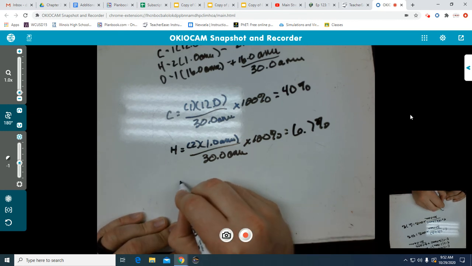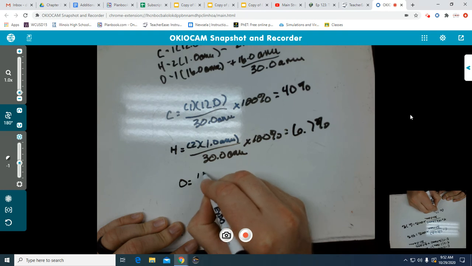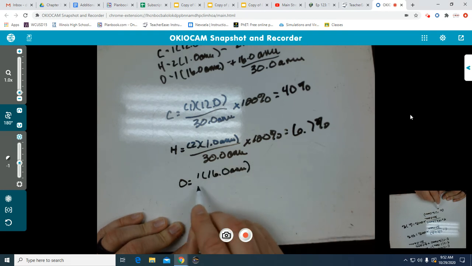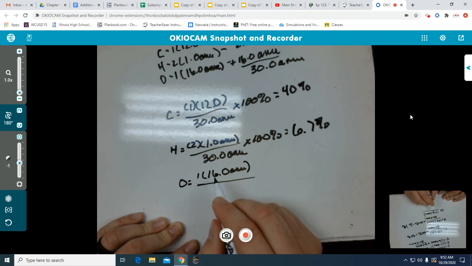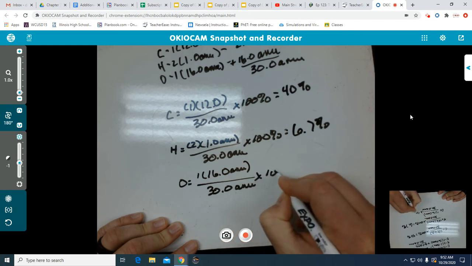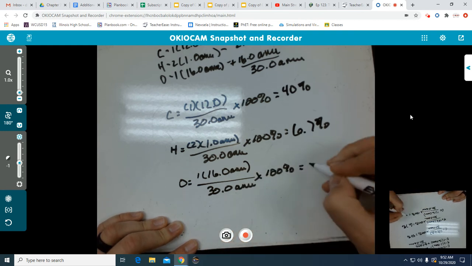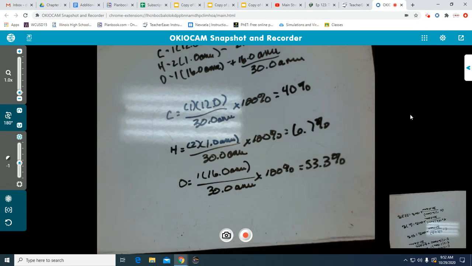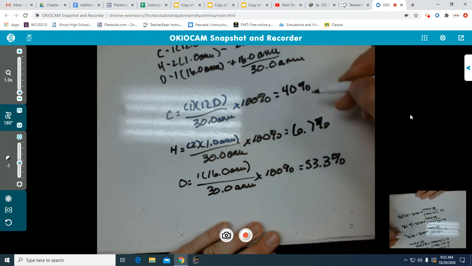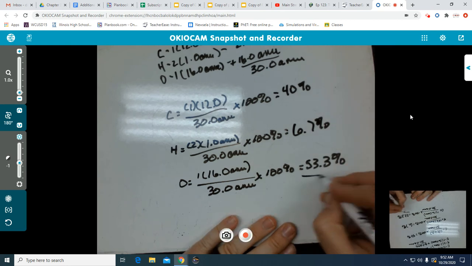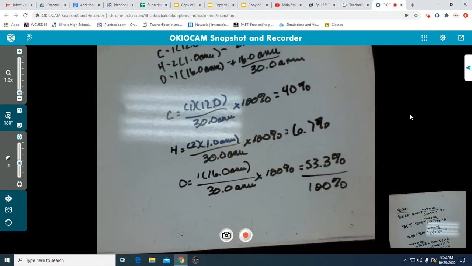And then lastly, we've got oxygen. Again, there's 1 present. 16 AMU is the mass of a single oxygen atom, divided by the formula weight of 30 and multiplied by 100. We should get 53.3%. And so, if you were to add all of these up, okay, 40 plus 6.7 plus 53.3, you should have a grand total of 100%, which is always a good way to check.